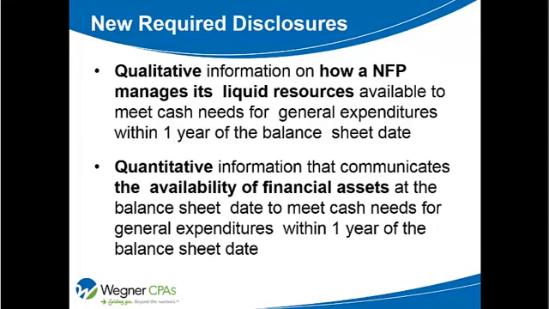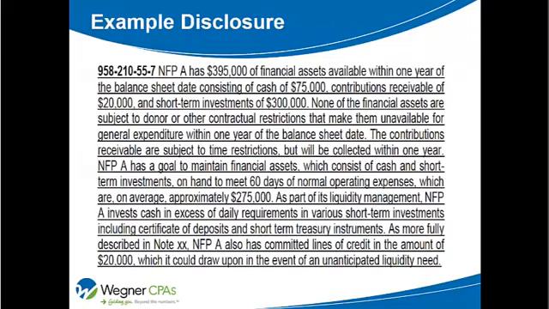So not-for-profit A has $395,000 of financial assets available within 1 year of the balance sheet date, consisting of cash of $75,000, contributions receivable of $20,000, and short-term investments of $300,000. None of the financial assets are subject to donor or other contractual restrictions that make them unavailable for general expenditure within 1 year of the balance sheet date. The contributions receivable are subject to time restrictions, but will be collected within 1 year. Okay, so that is the end of the quantitative disclosure that they're giving.